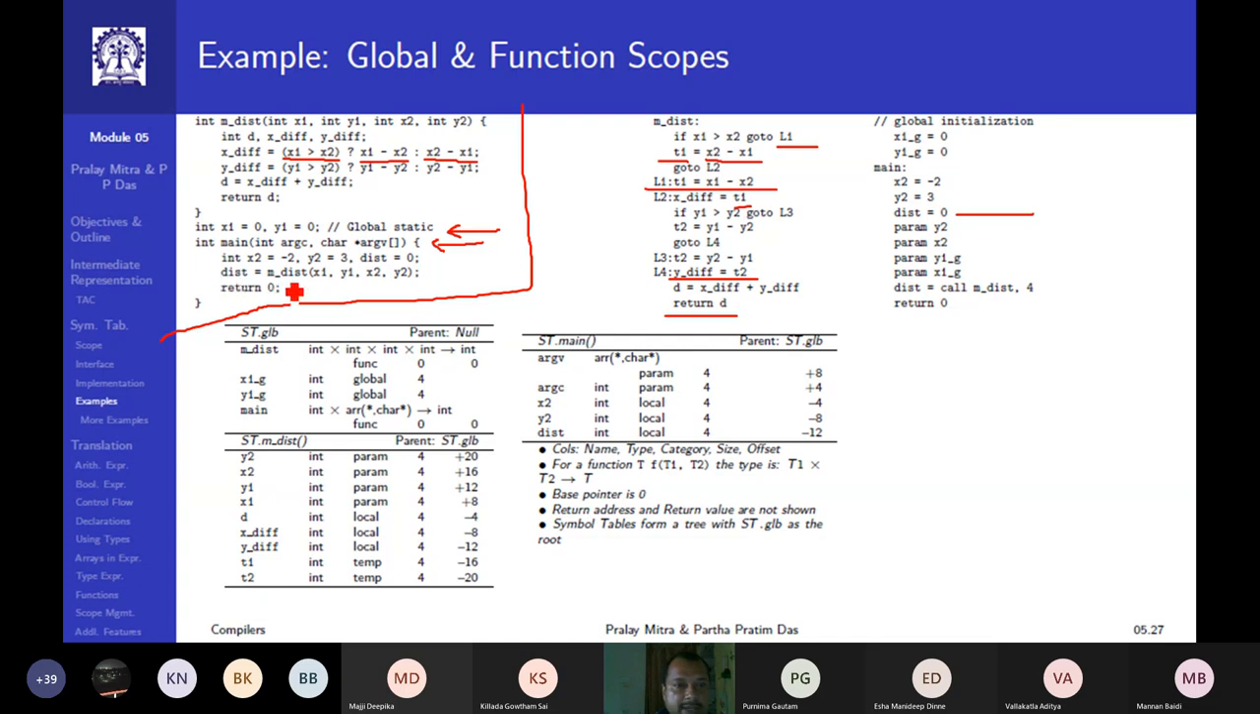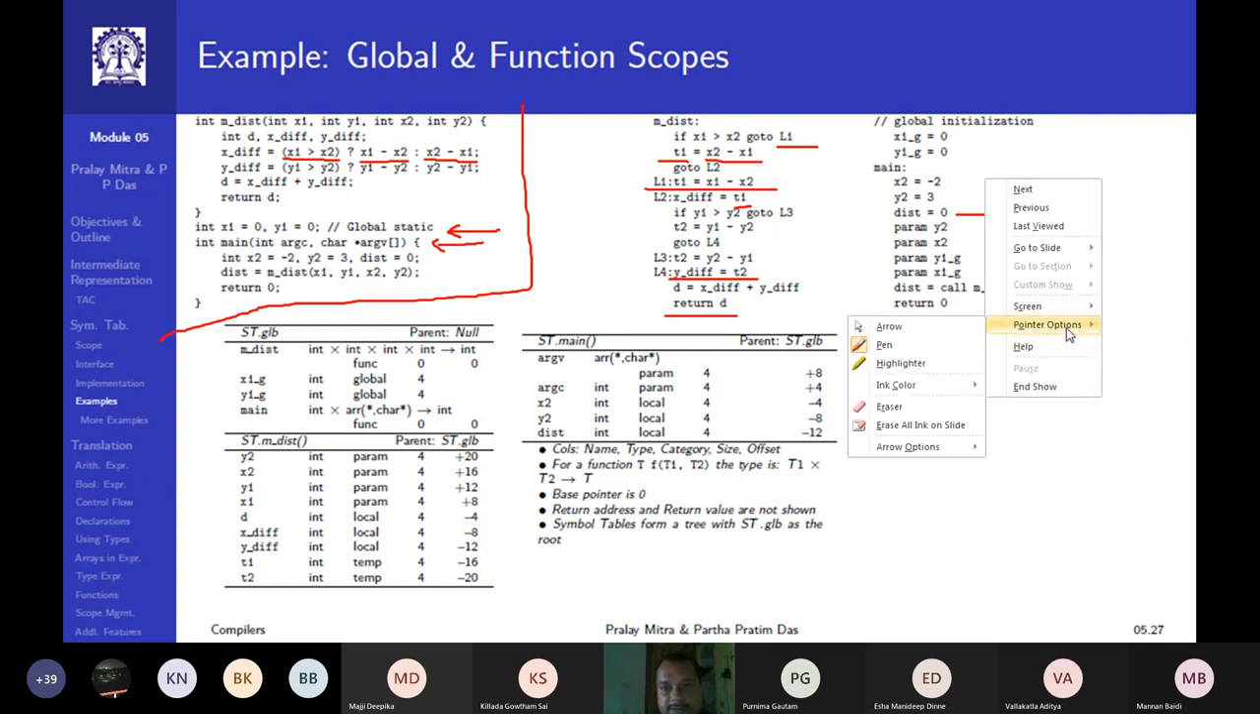Next, I am planning to call mdist. Now you remember three address code: before the call, you should load the parameter. So I am loading the parameter. I mentioned that the parameter order can be left to right or right to left based upon the kind of language or compiler you are writing. Here it is right to left. So parameter y2, parameter x2, parameter y1 underscore g, parameter x1 underscore g, because these are global variables. Then I am calling the function: dist equals call mdist, comma 4, which indicates the number of parameters. Finally it returns.